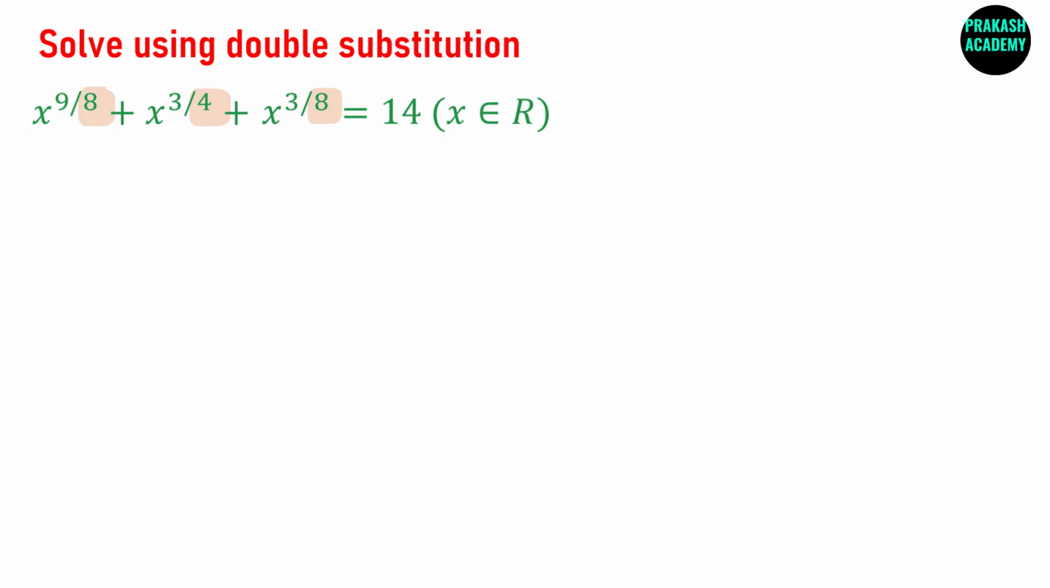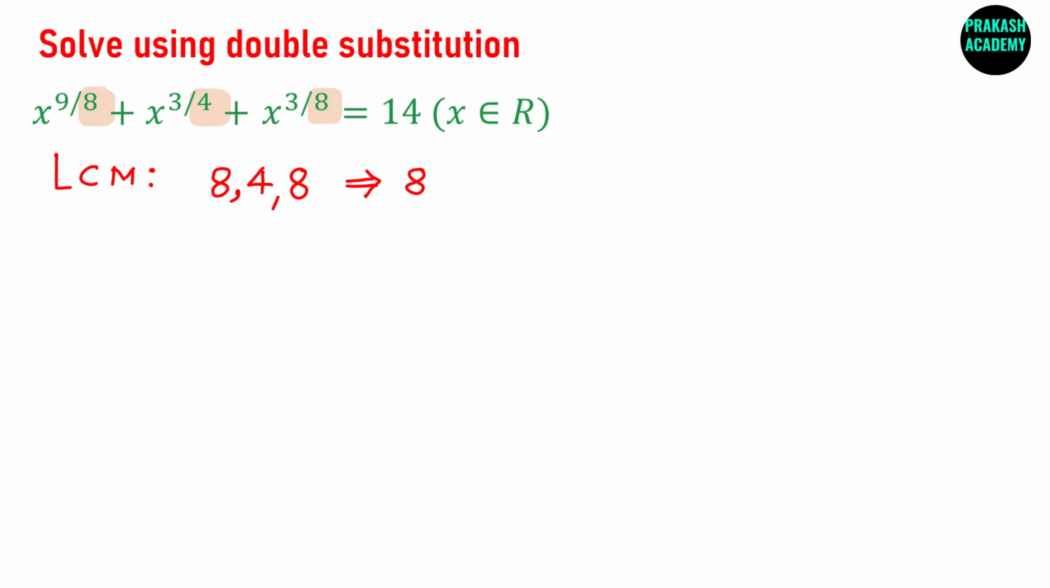To solve these kinds of problems, we have to basically remove the denominator somehow. So what we will do is take the LCM of the denominators. What is the LCM of the numbers we have? In the denominator we have 8, then 4, and then 8. So the least common multiple in this case is 8. So LCM is 8.